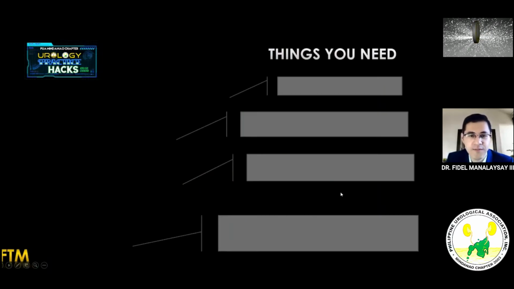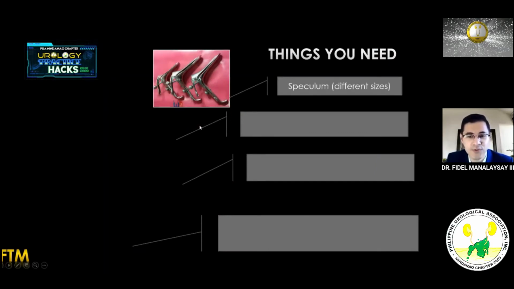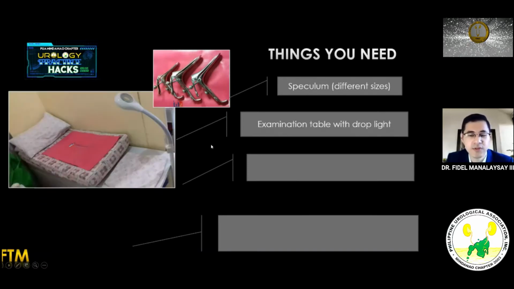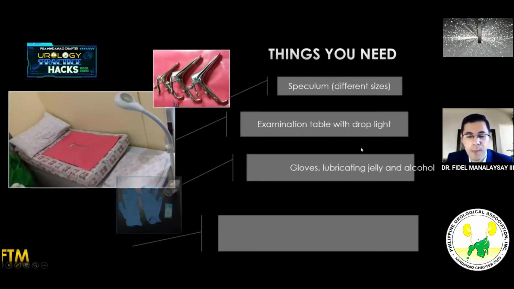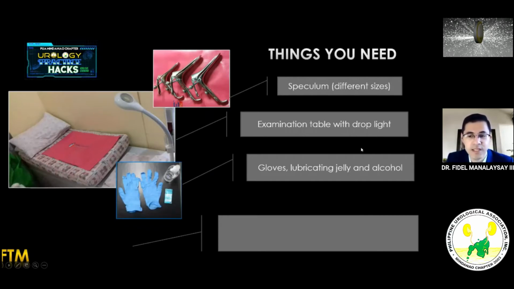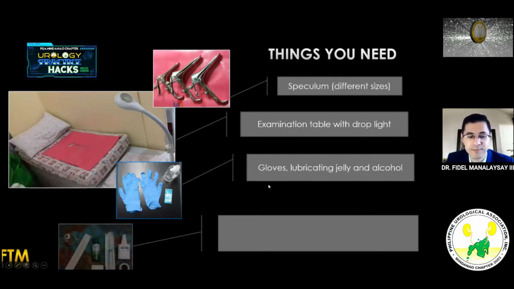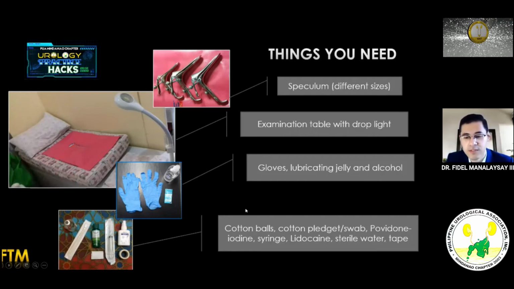So in the clinic, if you're examining a female patient, what are the things that you need? First, you need a speculum of different sizes, an examination table with drop light for visual purposes, gloves, lubricating jelly and alcohol, and cotton balls, cotton pledgets, swabs, povidone iodine, syringe, lidocaine, sterile water, and some tape.